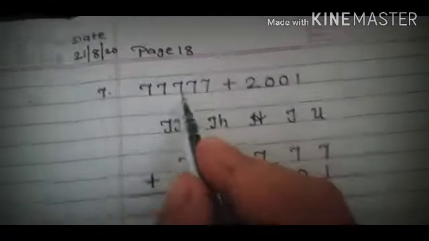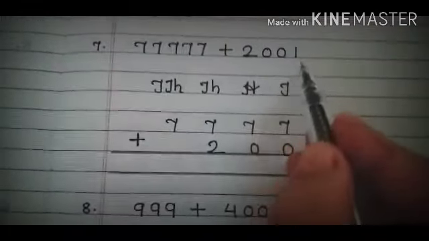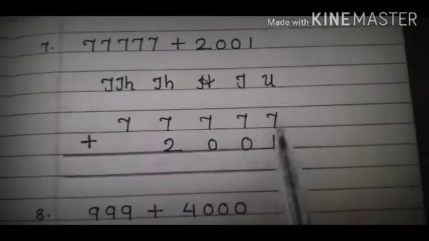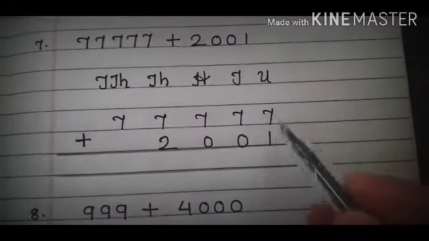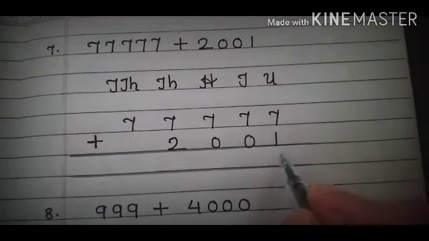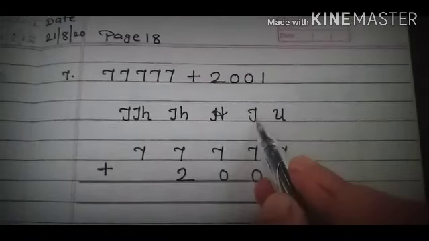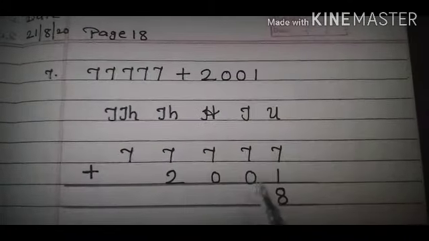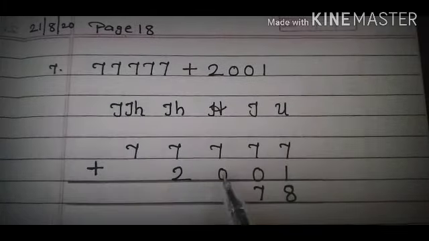Now moving to the next example. Question number 7. 77,777 plus 2,001. Arrange both the numbers place wise and start adding from units place. 7 plus 1. So 7 plus 1 is 8. So write down 8 in units place. In tens place, 7 plus 0. So the answer is 7. In hundreds place also 7 plus 0 is there.